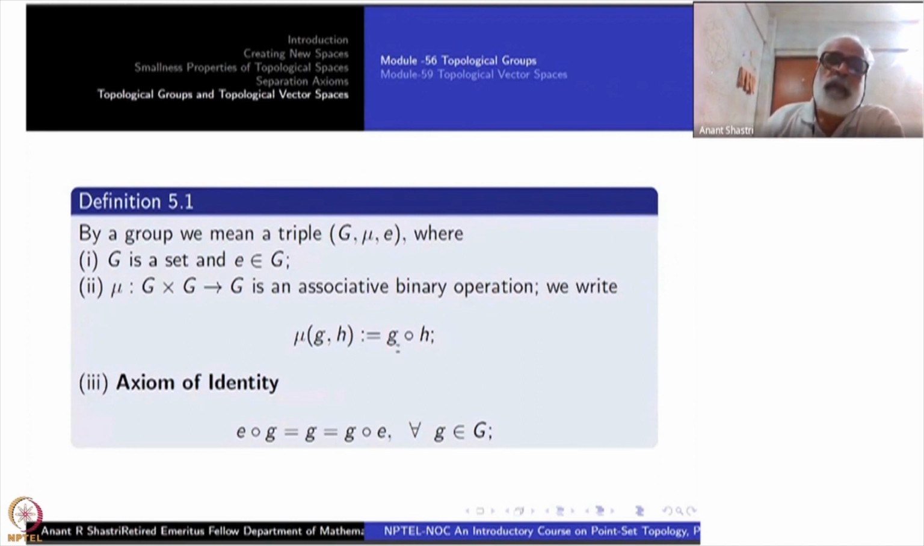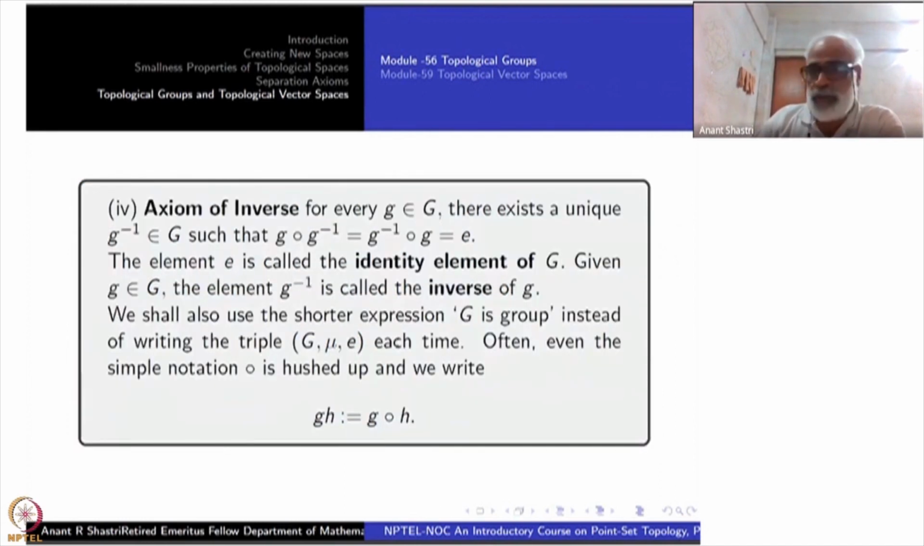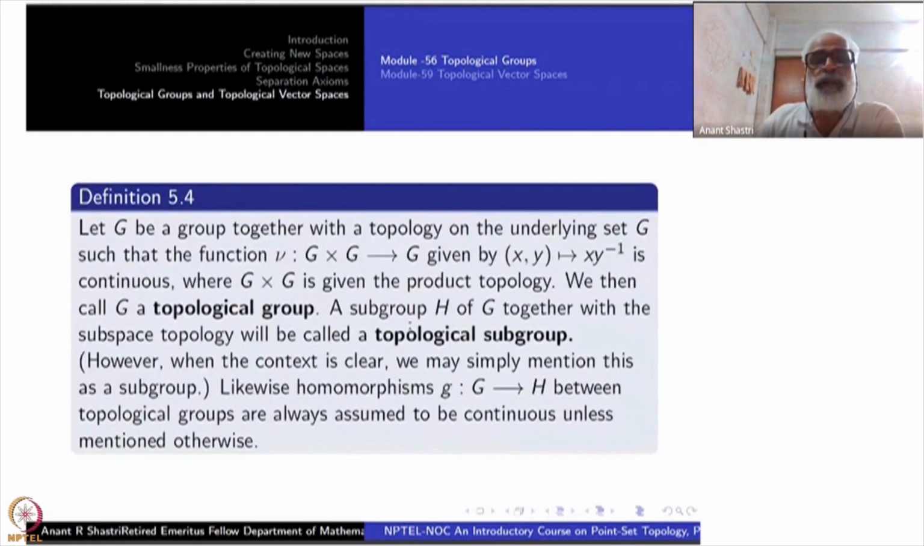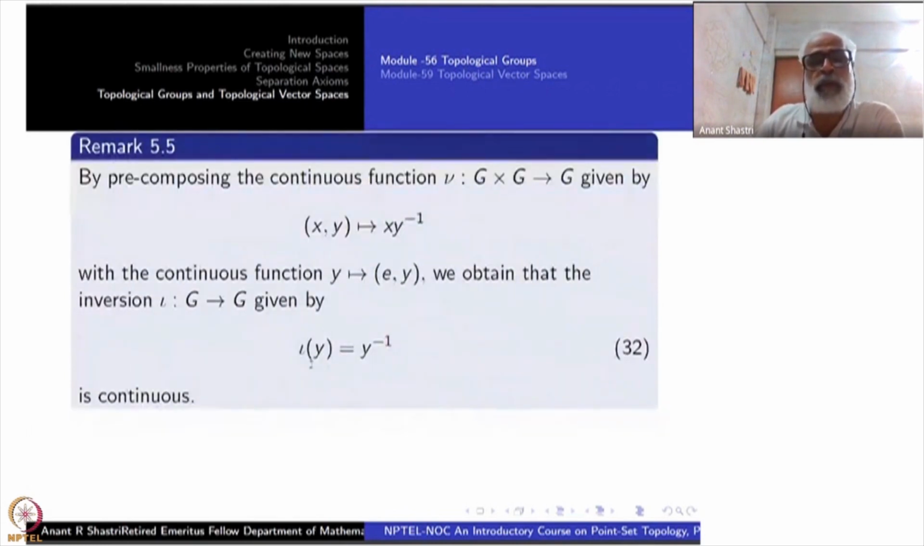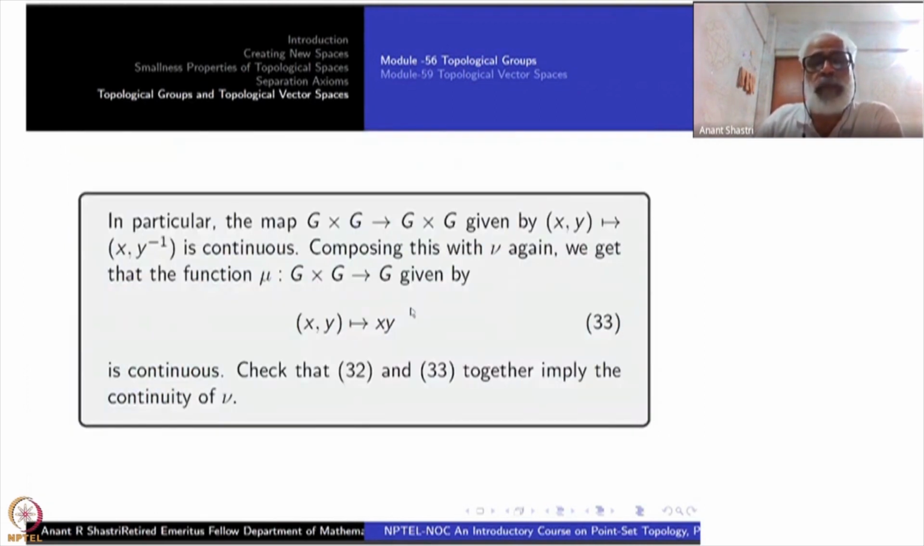Once you have both of them continuous, you can recover the continuity of nu, that means (x, y) going to x y inverse, also. So they are equivalent. Instead of one definition, you may have two different conditions. Combined with that one, it will give you the first condition. So they are equivalent. So these two together imply continuity of nu. All right.